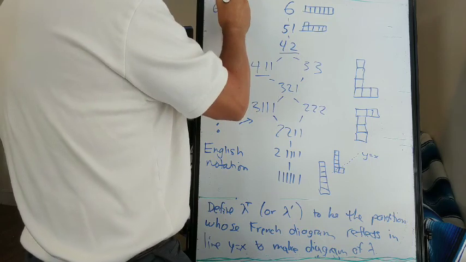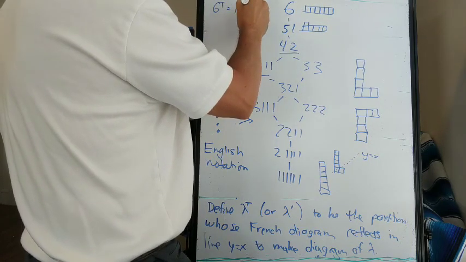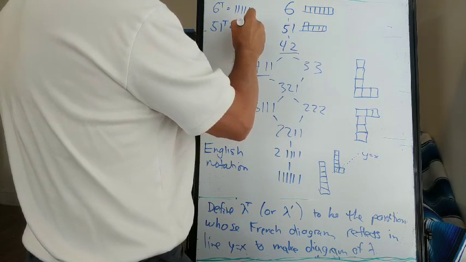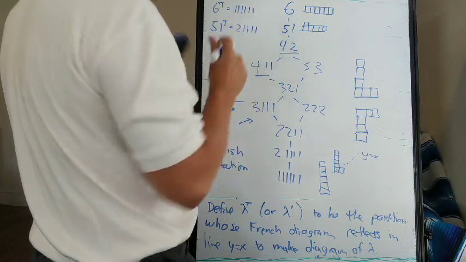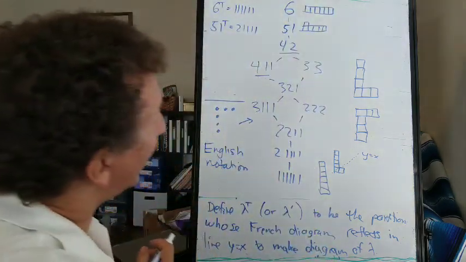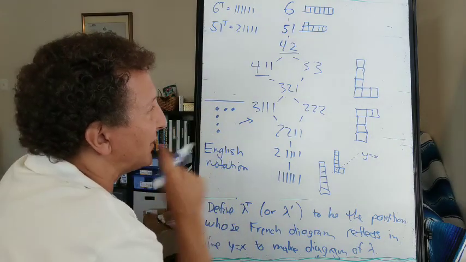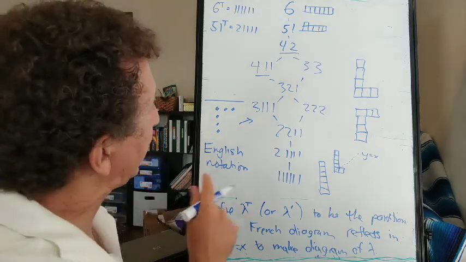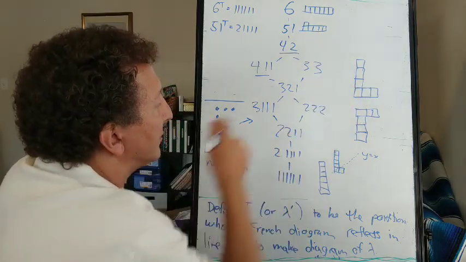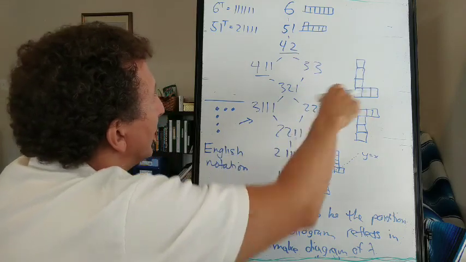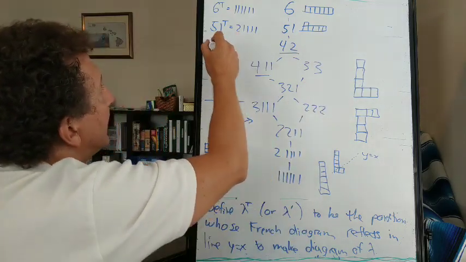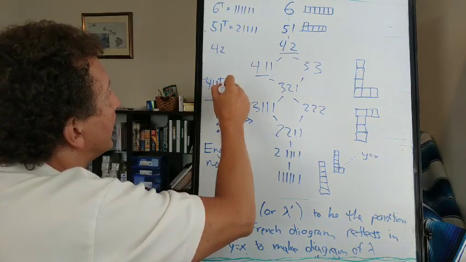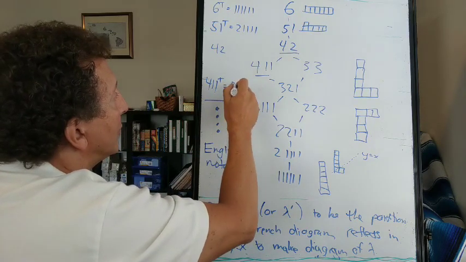So we have 6 transpose equals 1, 1, 1, 1, 1, 1. 5, 1 transpose equals 2, 1, 1, 1, 1. Another way you could think about the transpose partition is that you count boxes in columns rather than in rows. So 3, 1, 1, 1 transpose would be 4, 1, 1. 4, 1, 1 transpose equals 3, 1, 1, 1.